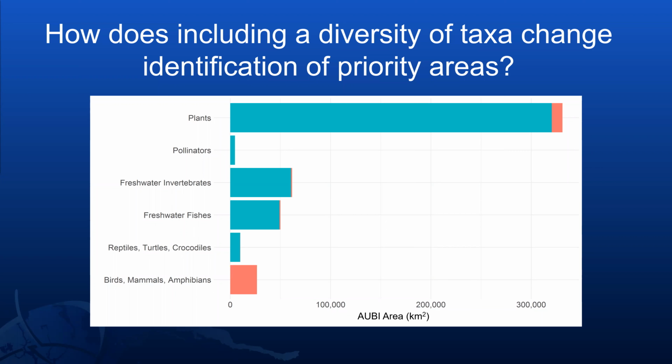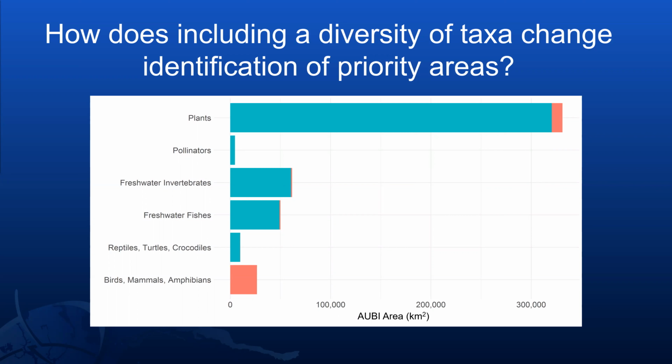Here we assess the influence of taxonomic diversity on identifying conservation priorities. For decades, it's been proposed that by conserving the better known vertebrates, like birds and mammals and amphibians, we'd also conserve habitat for the lesser known species. Here we show the areas of unprotected biodiversity importance defined by birds, mammals, and amphibians in red, and compare to those defined by using the other taxonomic subsets.